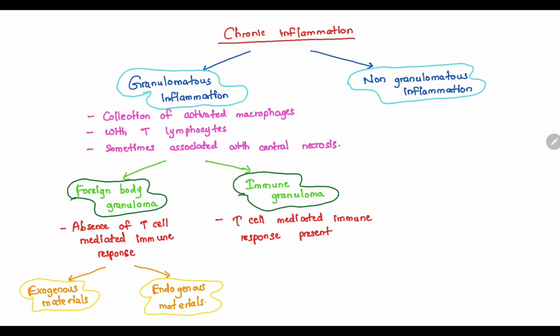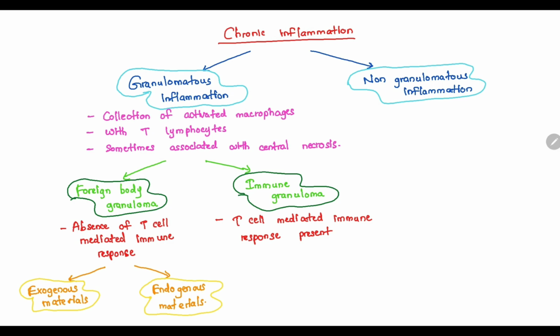Usually, this foreign body granuloma or non-immune granuloma occurs due to inert foreign bodies or non-antigenic stimuli. It can be due to exogenous materials as well as endogenous materials. Exogenous materials include suture materials, fibers, and talc. Endogenous materials include keratin and nail shafts, like that.